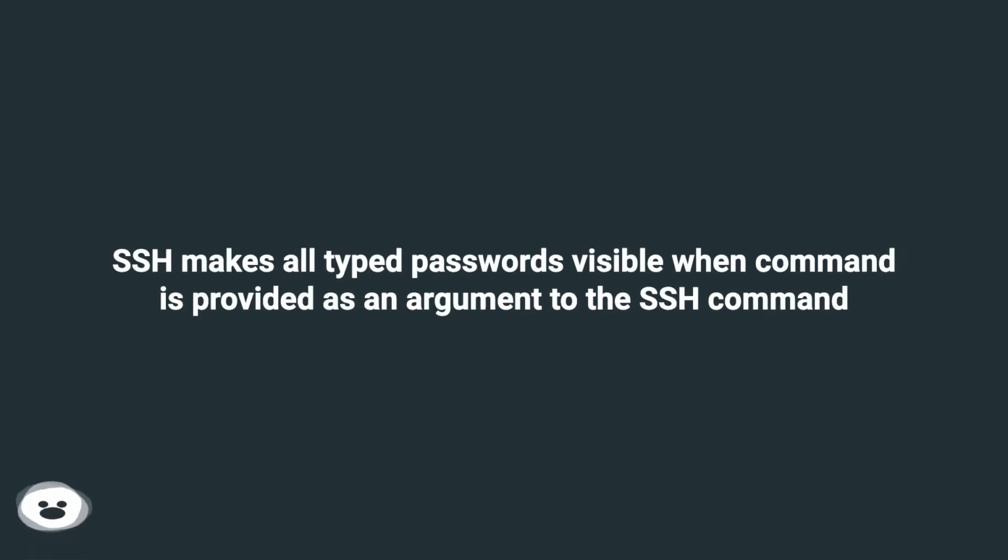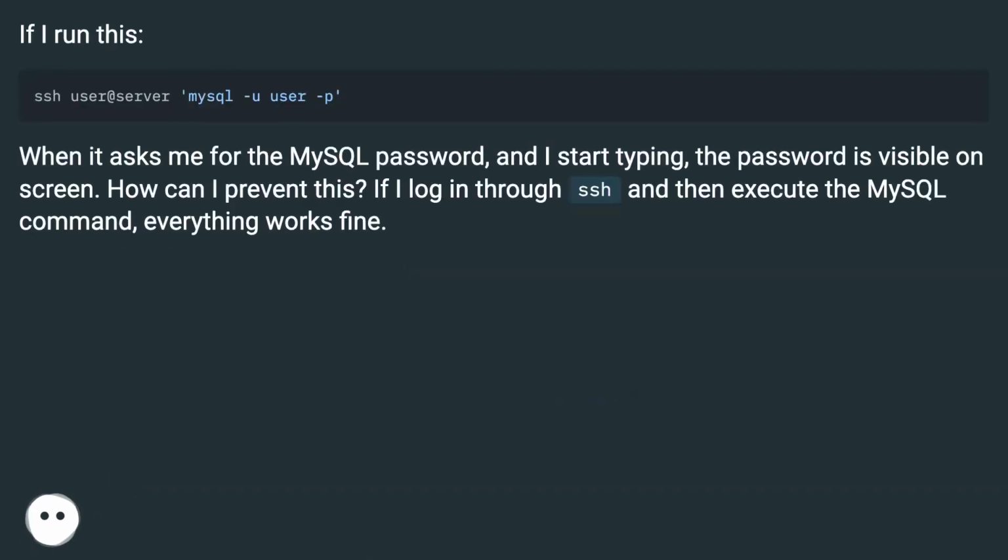SSH makes all typed passwords visible when a command is provided as an argument to the SSH command. If I run this, when it asks me for the MySQL password and I start typing, the password is visible on screen. How can I prevent this? If I log in through SSH and then execute the MySQL command, everything works fine.